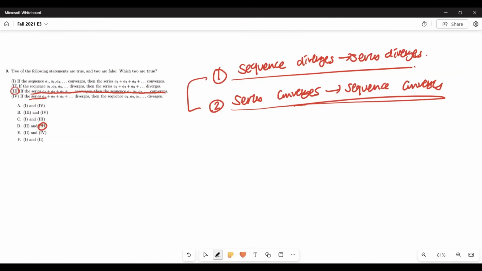So that is going to be 3. 3 has to be included. So not A, not E, not F. And the sequence diverges, so the sequence diverges and the series diverges. Okay, so 2 and 3 are the right statements. 2 and 3 are the correct statements. So that means the answer is D. You just have to remember these two facts. So the answer is D.